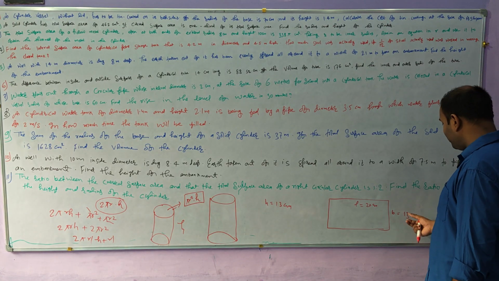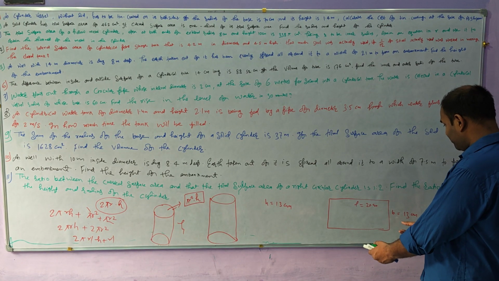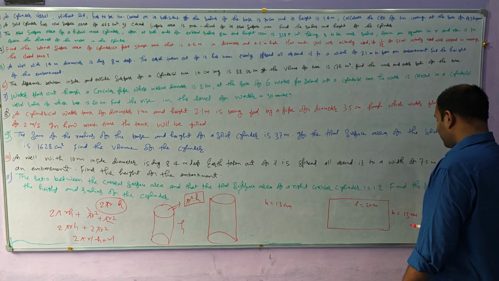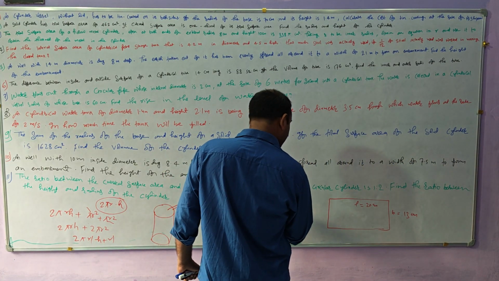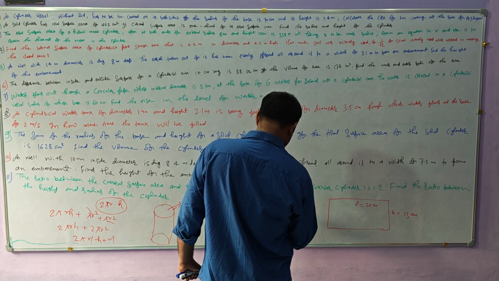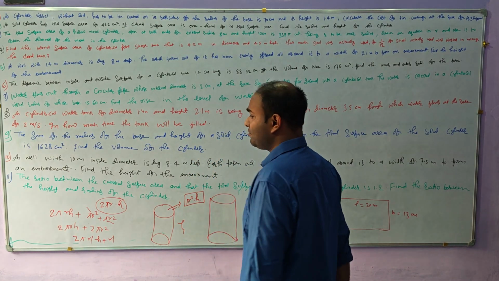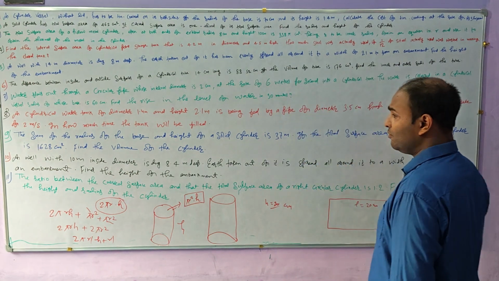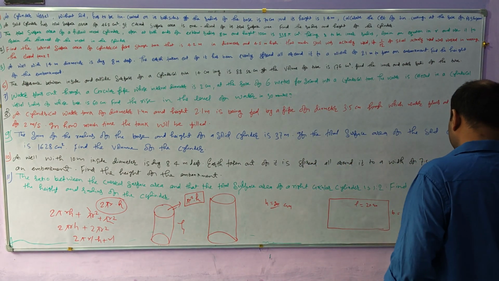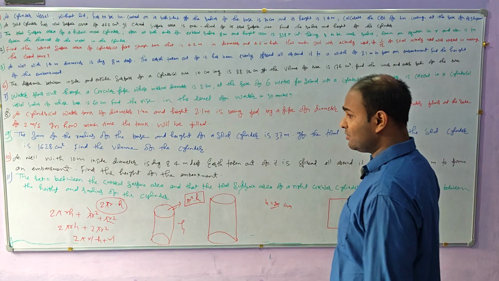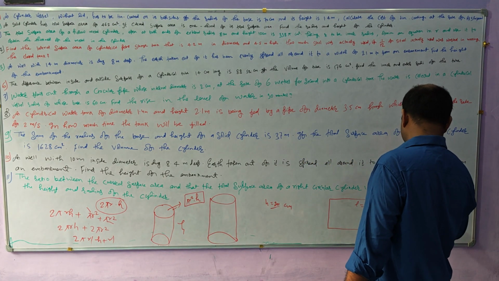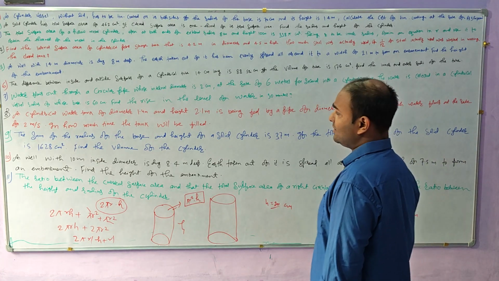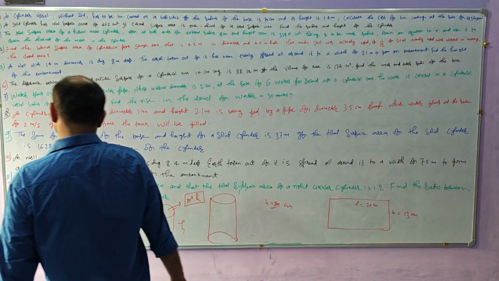And when we roll along the base, we get a cylindrical shape of height 20 centimeter, with a circular base, which means we have a radius of 13 centimeter.